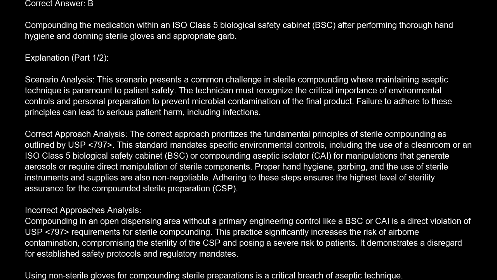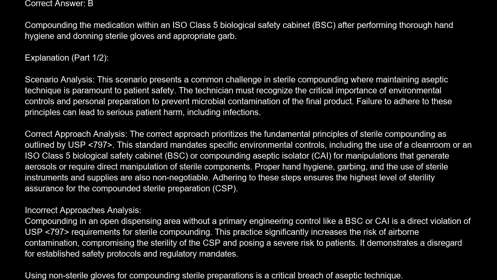This standard mandates specific environmental controls, including the use of a cleanroom or an ISO Class 5 biological safety cabinet, BSC, or compounding aseptic isolator, CAI, for manipulations that generate aerosols or require direct manipulation of sterile components. Proper hand hygiene, garbing, and the use of sterile instruments and supplies are also non-negotiable. Adhering to these steps ensures the highest level of sterility assurance for the compounded sterile preparation, CSP.